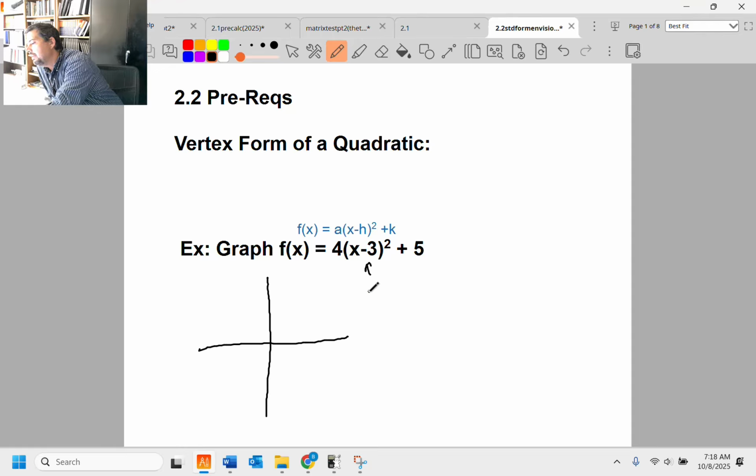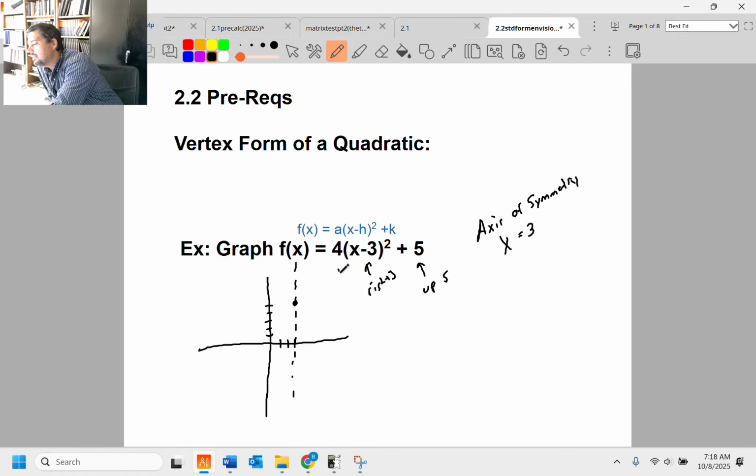All right, this means right 3, up 5. Right 3, up 5. Put me a dot right there. Now, I'm also going to draw in the axis of symmetry. I don't know if you remember that or not, but that was the whole right 3 thing. It's at x equals 3.